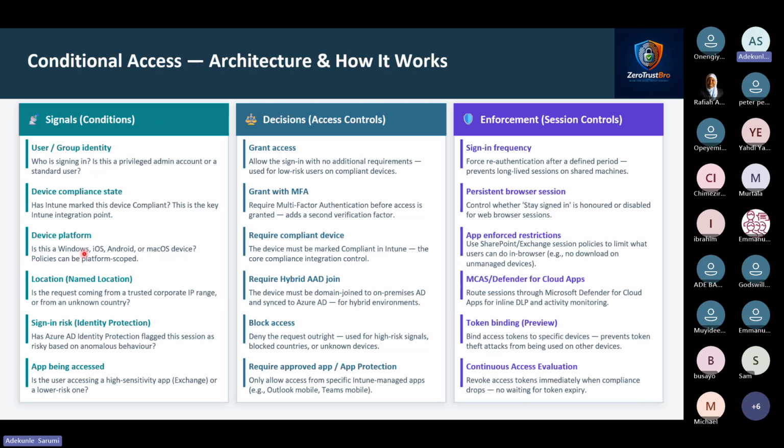So if I, Adekunle, now try to log into my organization on my phone or on a pad, I would get the authentication right, but the authorization becomes false because I'm not authorized to use an iOS or Android phone, except I'm doing that from a Windows device. Another condition is the location. You can set named locations. Is the request coming from a trusted corporate IP range or from an unknown country?